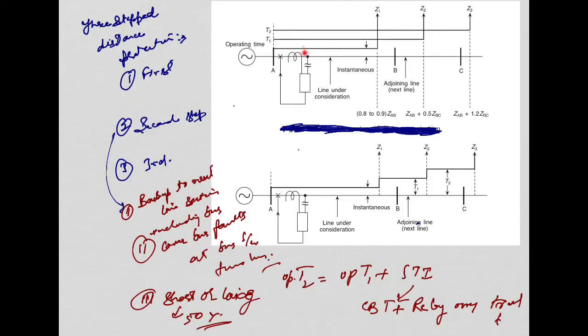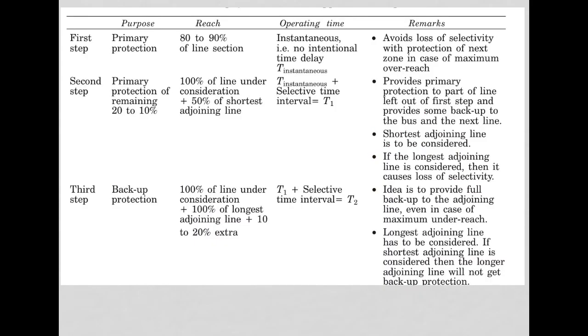So from this we will have, first of all, this protection, that is 80 to 90%. Then we will have 50%. But this rule we have to take into consideration: it is given to the smallest line, not to the longest line. Then the third step is up to 120% of this line.